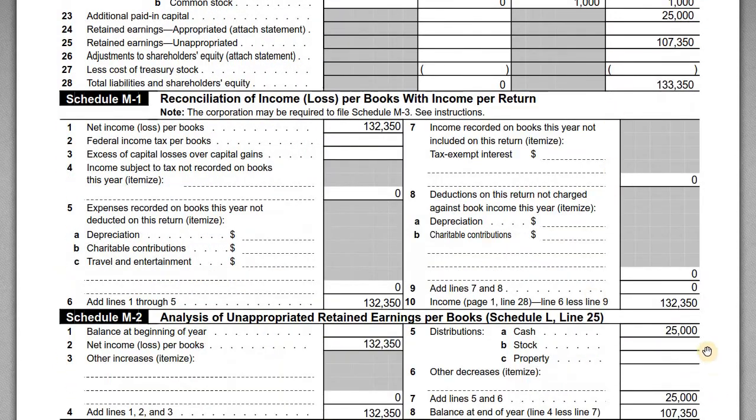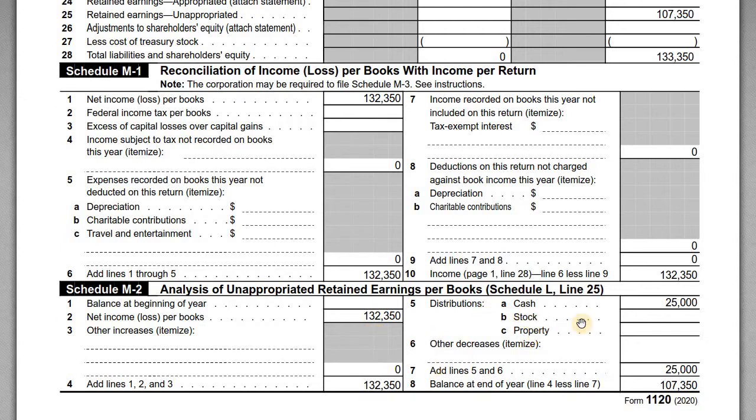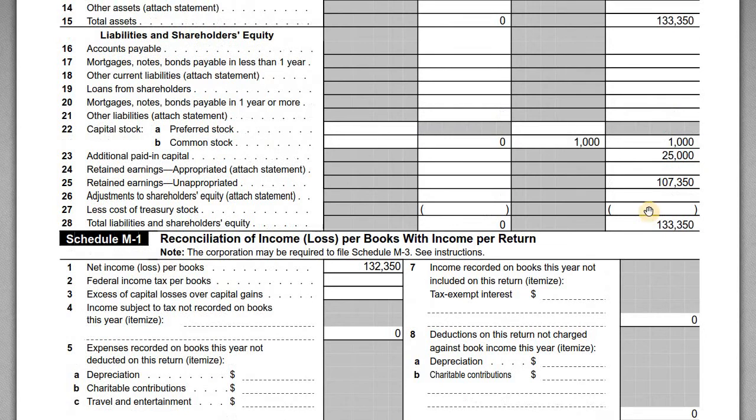The company had $132,000 of income. So that was their retained earnings at the end of the year before considering a deemed distribution. So we have $132,000 in net income per books. That's the retained earnings, unappropriated. And then we're having a deemed distribution of cash, $25,000. Reduces the retained earnings to $107,350. So that's the $107,350 here.